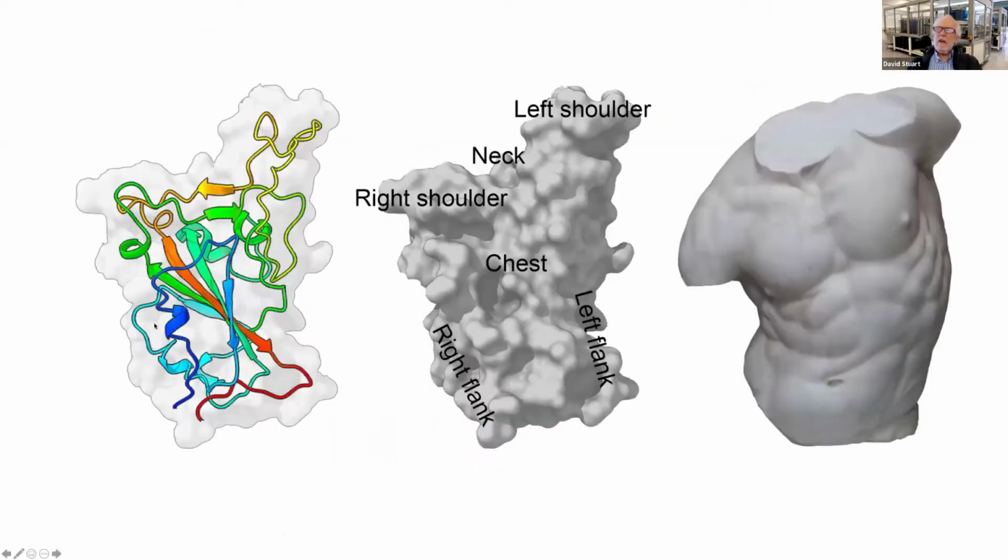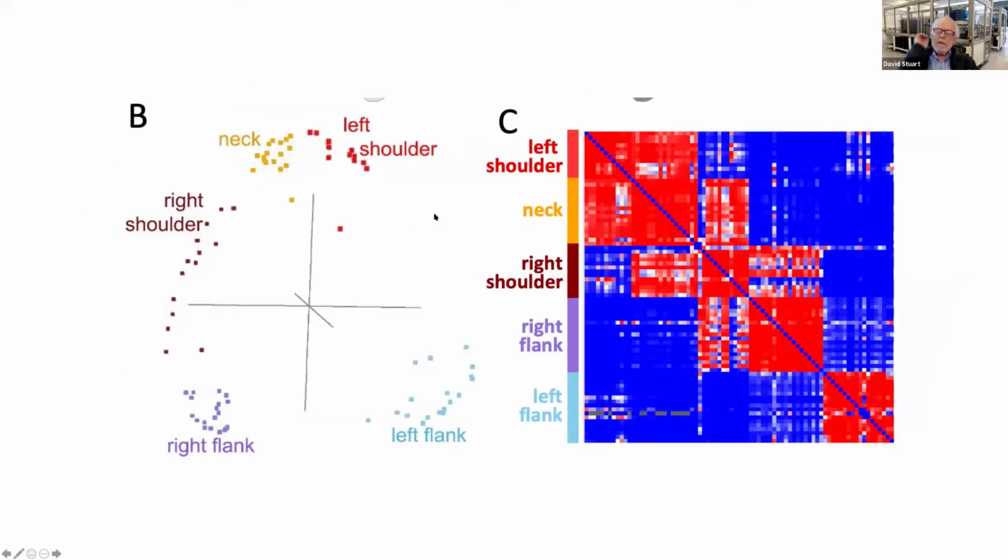And this is the sort of anatomy of that bit of the molecule. This is the fold of the receptor binding domain. And by analogy with this sort of classical torso, we've named bits of it: neck, shoulder, flank. And this is to help us describe where the antibodies bind. And we'll see that the really interesting region is up here, up at the top of the molecule.